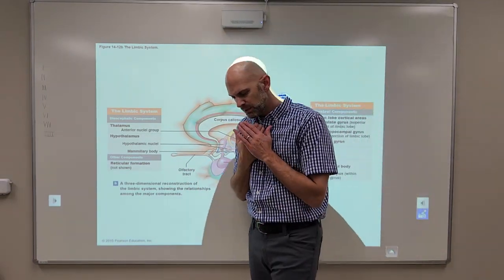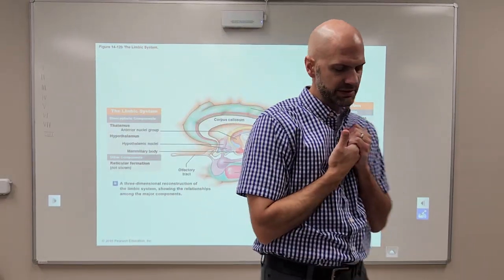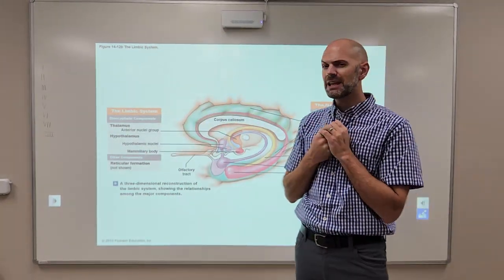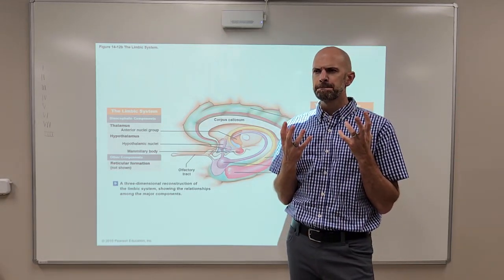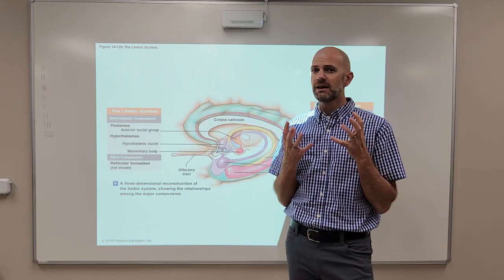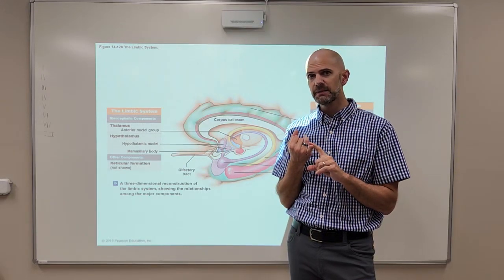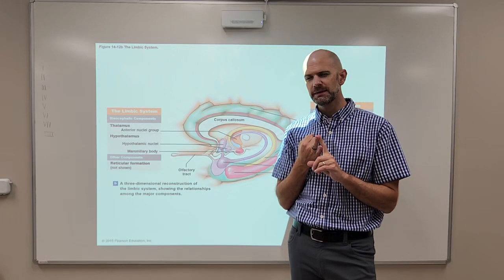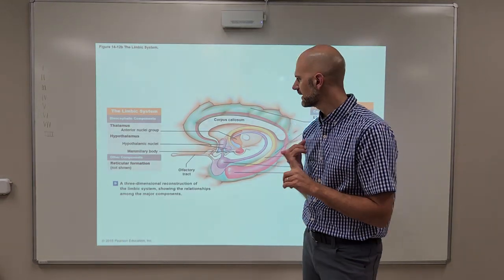One important thing that you should know about the limbic system is that it is a loose network of structures that have a common function, and that is emotional processing and memory. It does a lot more than that, but that's what I want you to know.